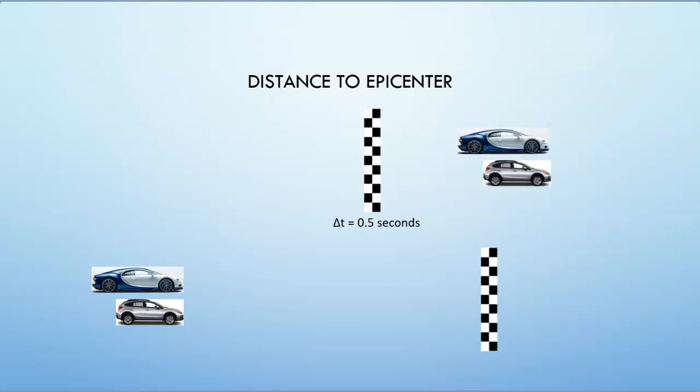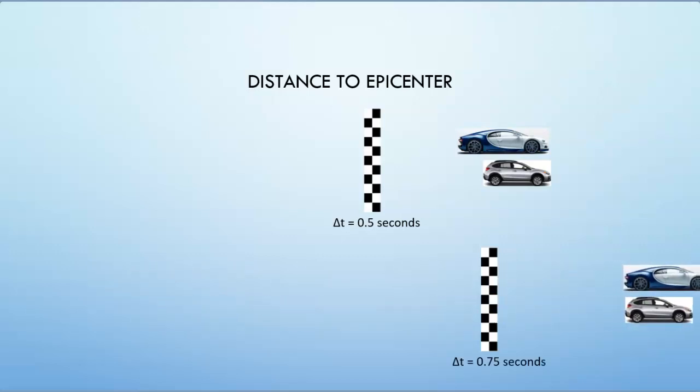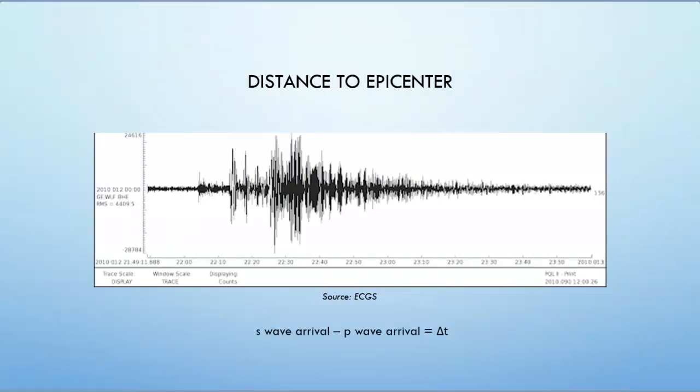In the bottom example, the finish line is farther away. The P wave arrives first again, but this time the S wave arrives 0.75 seconds after the P wave. Notice how the farther the finish line is, the longer the lag time between the arrival of the P and the arrival of the S wave. That is exactly what we see in real life with seismic waves.